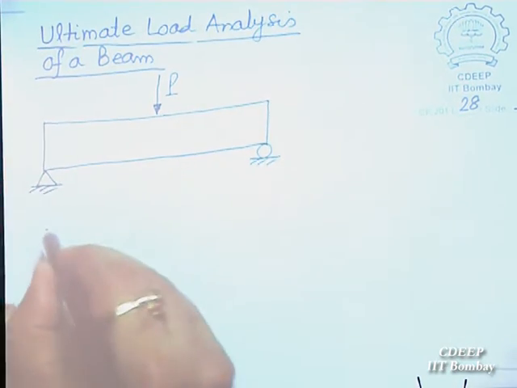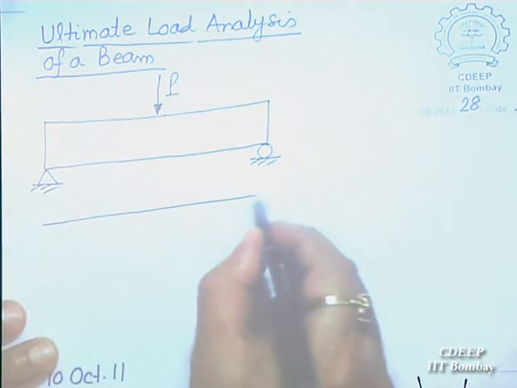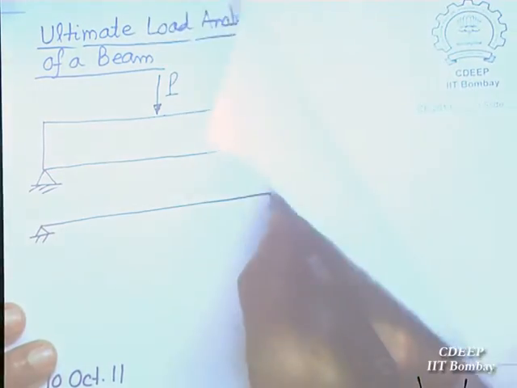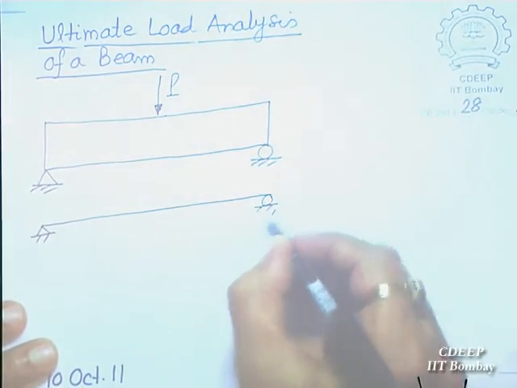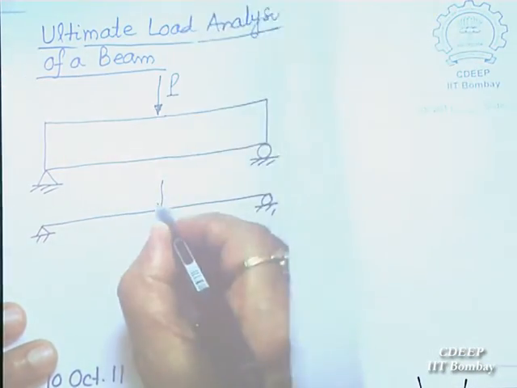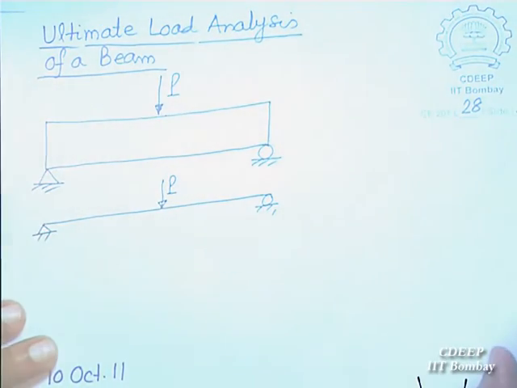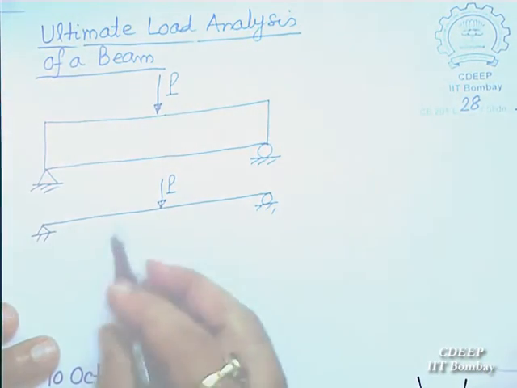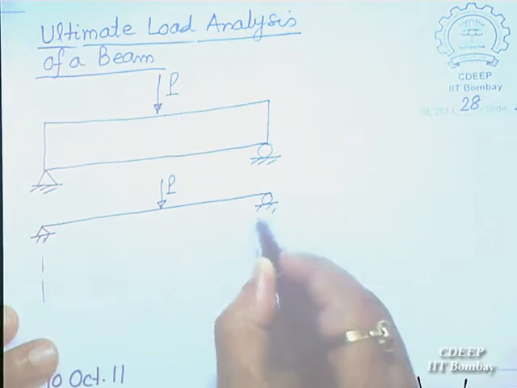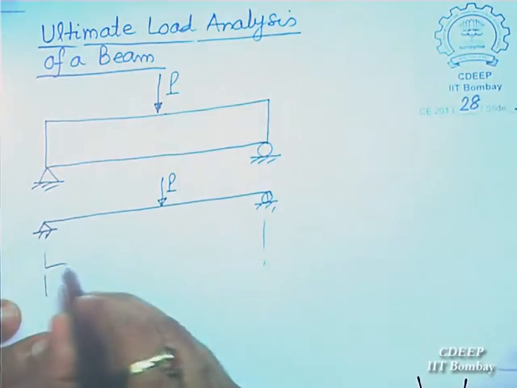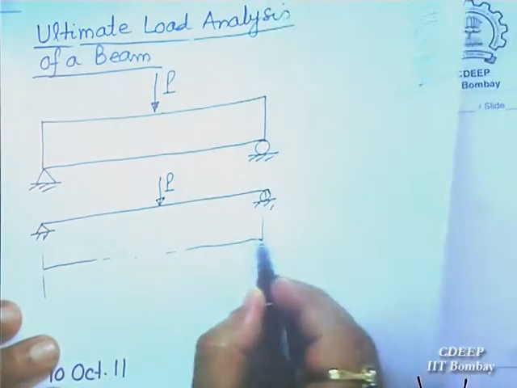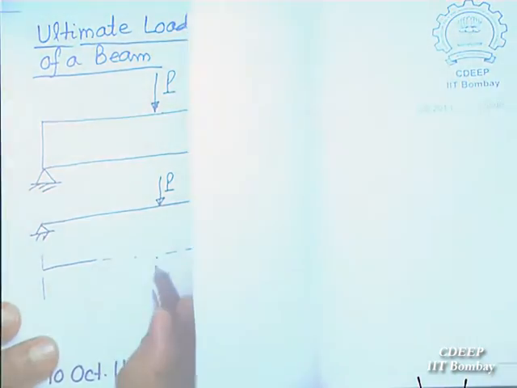Now the line diagram for this beam is like this. This is the ideal line diagram you have drawn through the centroid. And then the bending moment diagram for this beam is like this.